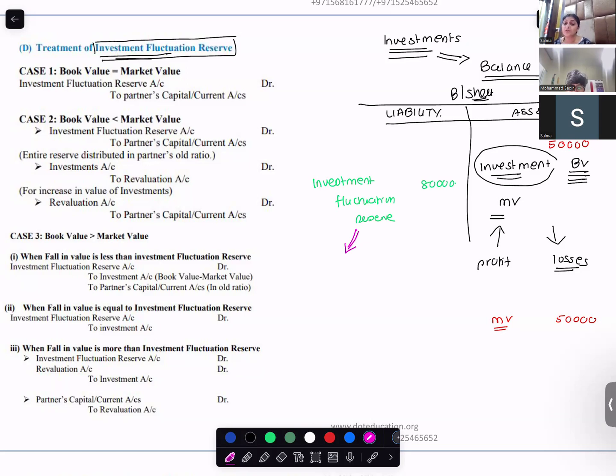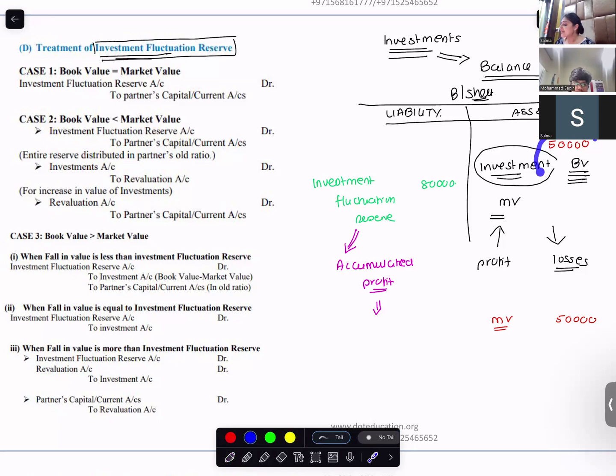Accumulated profit or accumulated loss? Accumulated profits. So if nothing is mentioned, this would go to whom? The partners. Which side? Credit side. Okay, partners' capital account, credit side. Very well. Now let's look at your investments.